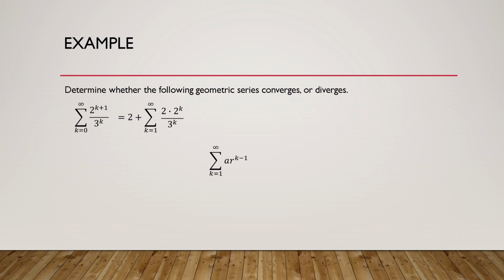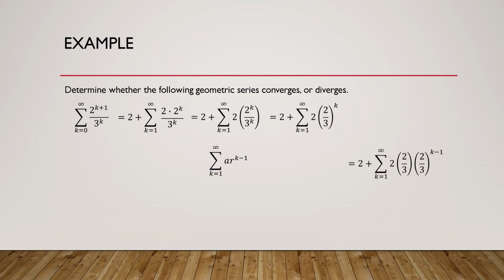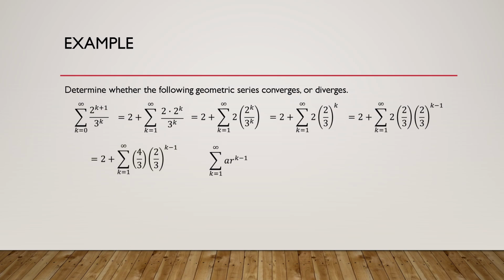Next, we take the 2 and move it out in front so that the common exponent k can be moved outside of the parentheses, 2 over 3 quantity to the k power. Since we need the exponent to be k minus 1, we take 2/3 outside, so it equals 2/3 times the quantity of 2/3 to the k minus 1 power. Multiply 2 times 2/3 to get 4/3, plus a sum of k equals 1 to infinity of 4/3 times the quantity of 2/3 to the k minus 1 power.